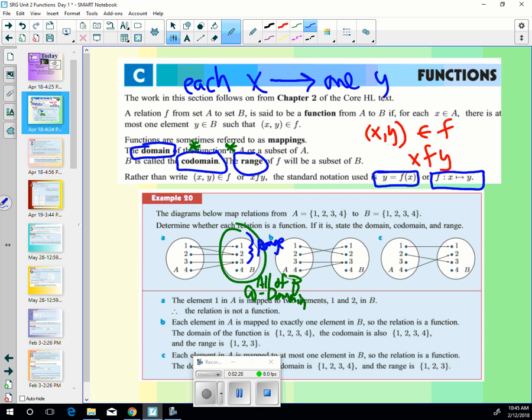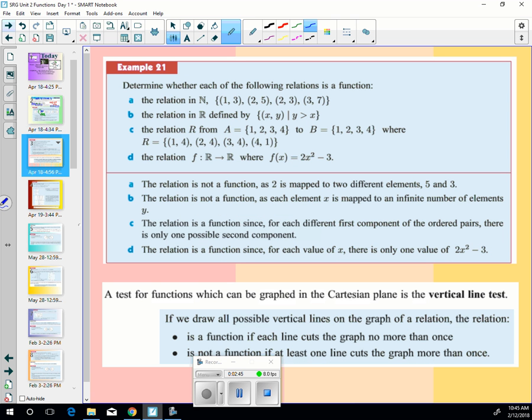Okay, these examples are really good. This one, we have a codomain of 1, 2, 3, 4. The range is 1, 2, 3. This one, the codomain is 1, 2, 3, 4, and there's only 1, 2, 3 as the range. So that codomain and range is going to come up again when we talk about surjections and all that sort of thing.